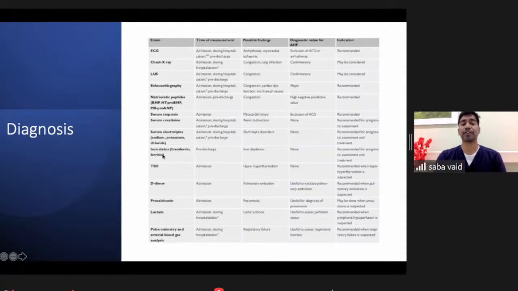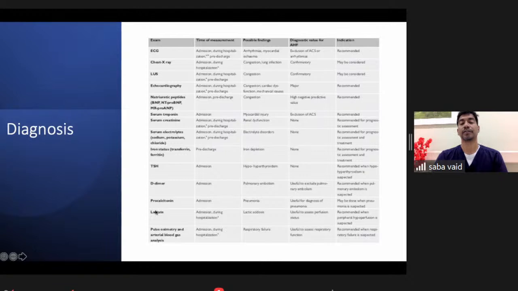Iron status, those patients with chronic anemia can present with a heart failure. Thyroid function test will give you an idea whether this patient has got a heart failure secondary to hypo or hyperthyroidism, because both can cause it. D-dimers give you an idea about the patient presenting with a pulmonary embolism.